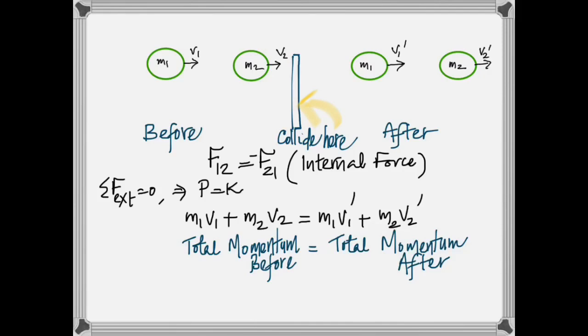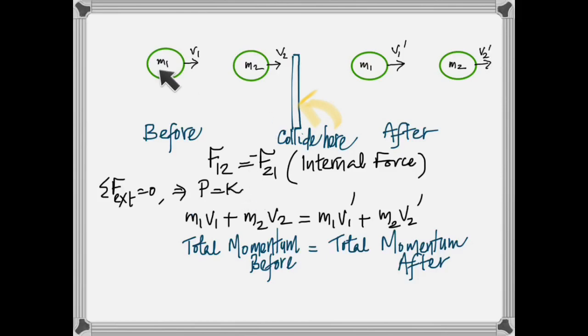When they collide, they will exert a force on each other, right? So you can see that F12 is the force exerted on 1 due to 2, which is exactly the opposite of the force on 2 due to 1. That's Newton's third law, right there. That's an internal force. I've told you that already. And if the external force is 0, we know the momentum is conserved.